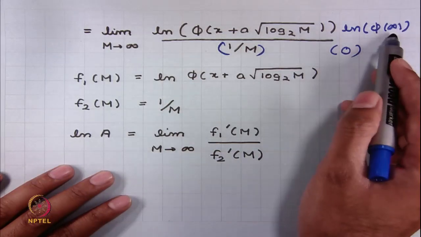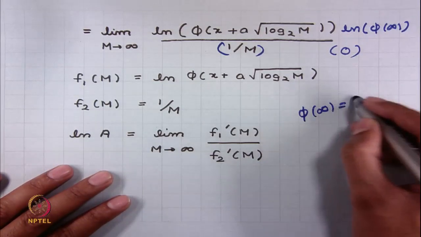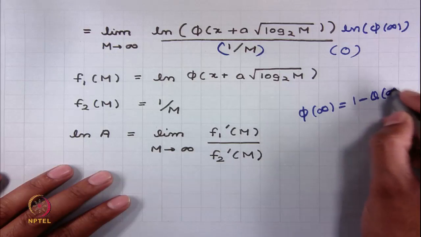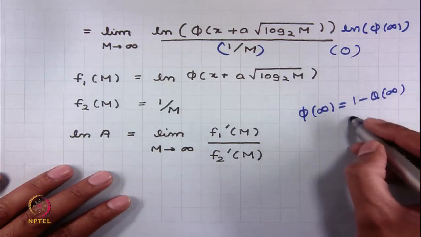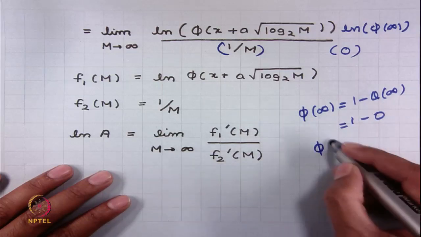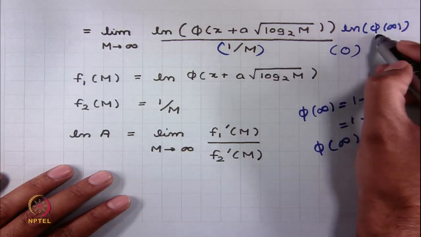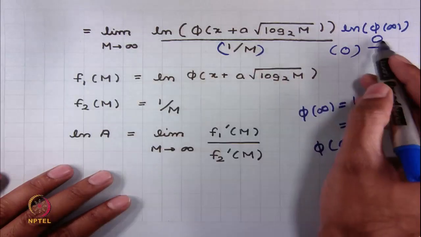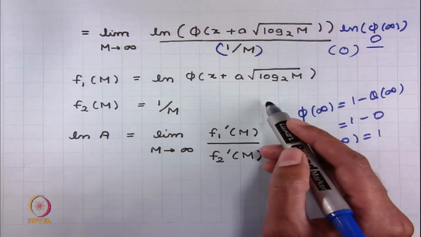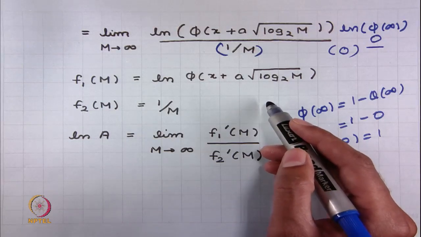What is ln phi of infinity? What is phi of infinity? Phi of infinity is 1 minus q of infinity. What is q of infinity? It is 0. So, this is 1 minus 0. Phi of infinity is thus 1, and ln 1 is 0. So, this limit is of 0 by 0 form, and thus to solve this limit I have to use L'Hopital.